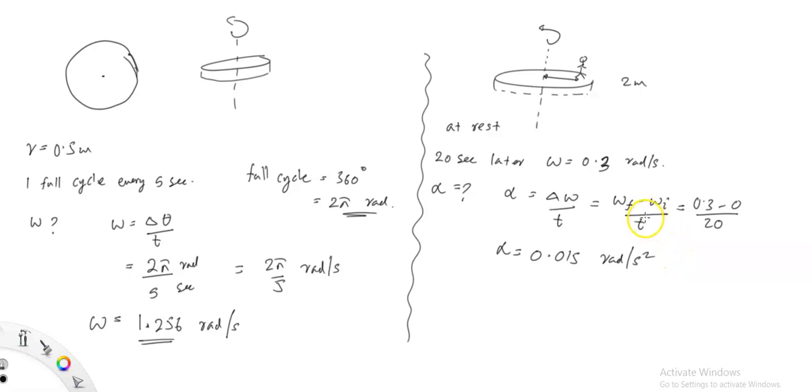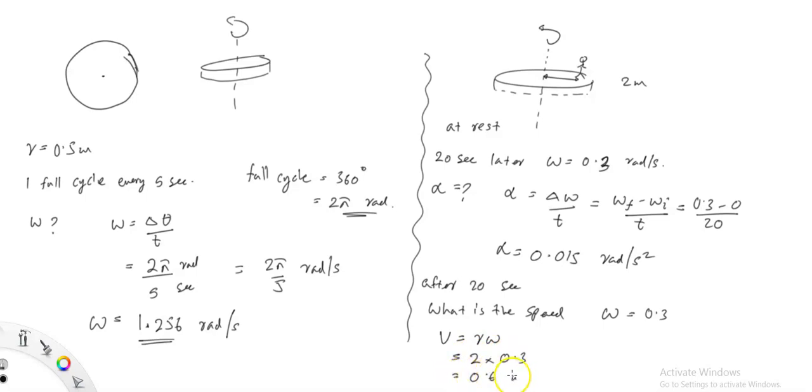I can ask another question. After 20 seconds, what's the linear speed of the child? So after 20 seconds, what is the speed or velocity? Now omega, the angular velocity, we already know it's given 0.3. What about the linear velocity? V, which is r omega. So 2 times 0.3, which is 0.6 meters per second.